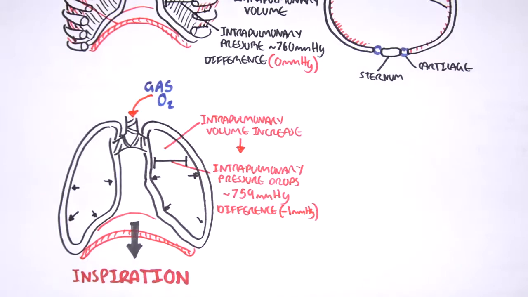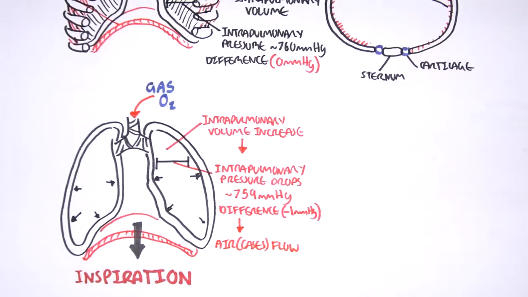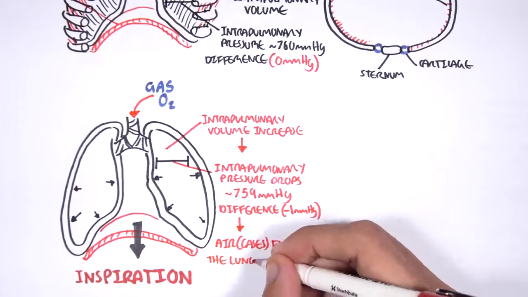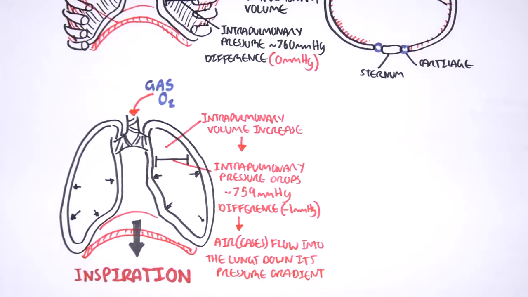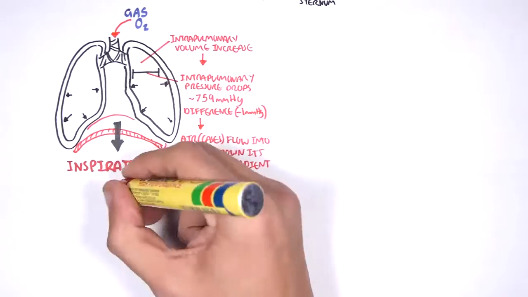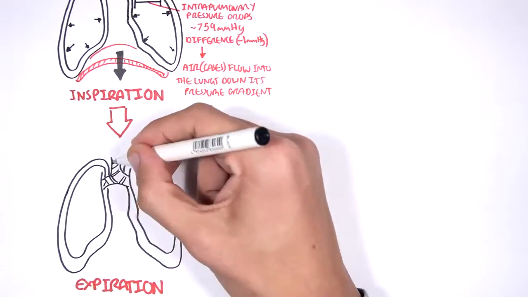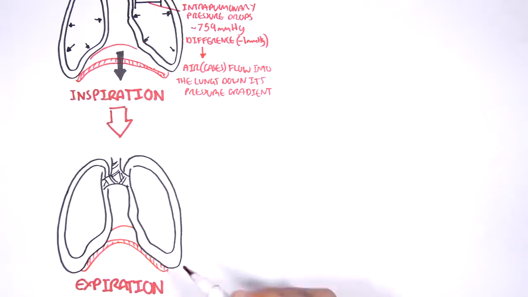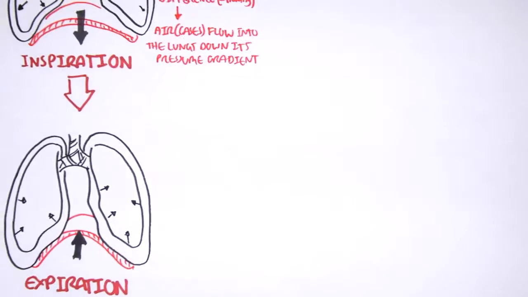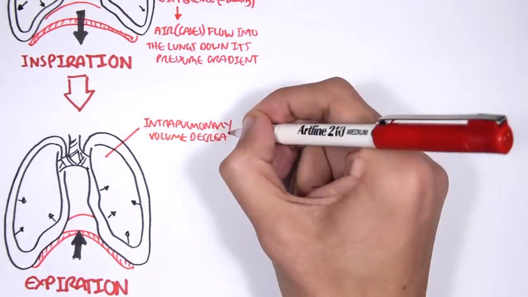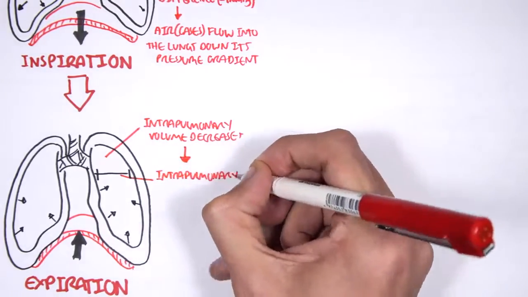And because we know the rule of gases, the air, the gas, oxygen, will flow into the lungs down its pressure gradient, from an area of high pressure to an area of lower pressure. And so after inspiration, we automatically have expiration when we breathe out air. What happens here is that the intercostal muscles and the diaphragm muscle will relax. The diaphragm will move back up to its original place, and this will cause the intrapulmonary volume to decrease again.